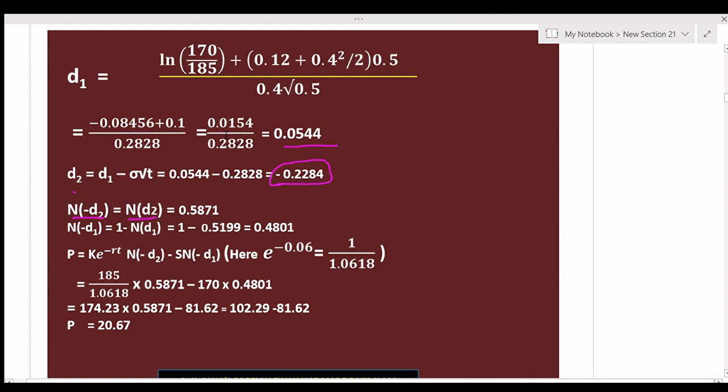You see here, N(d2) is equal to 0.5871. Here it is minus, so it is minus d2. It becomes N(d2), positive d2, and put the value of positive 0.5871. And N(minus d1) is equal to 1 minus N(d1) is equal to 1 minus 0.5199 is equal to 0.4801. Put the value in the equation, P is equal to this. You will get P is equal to 20.67.